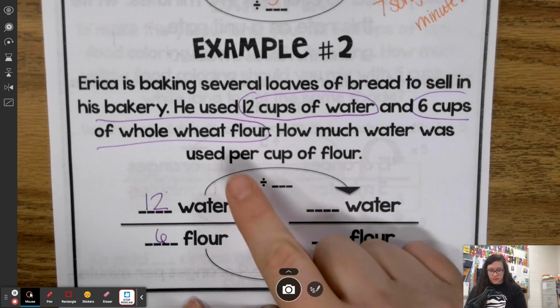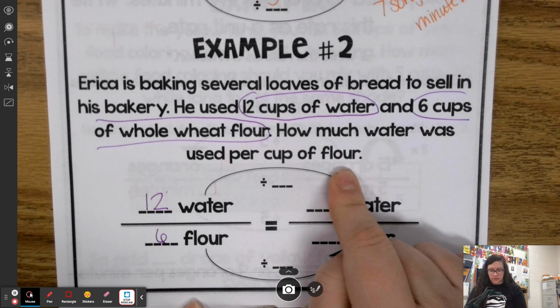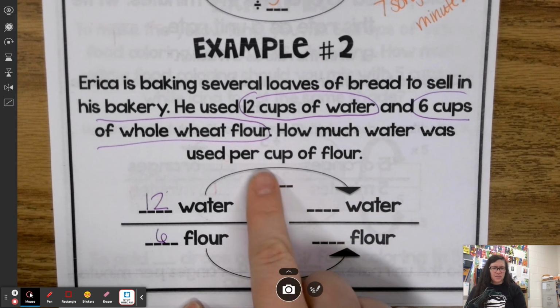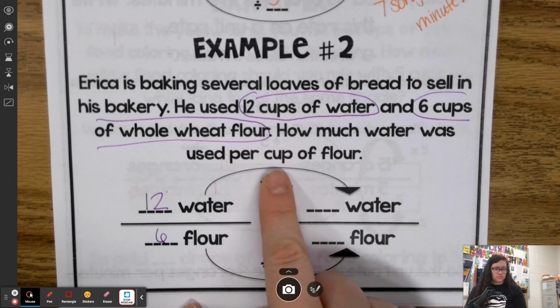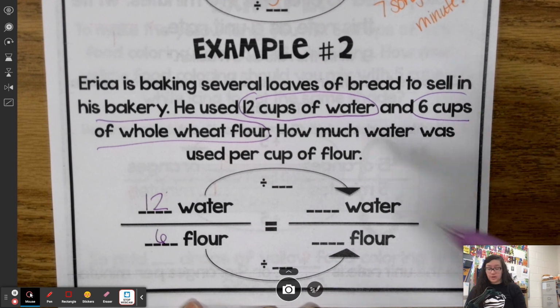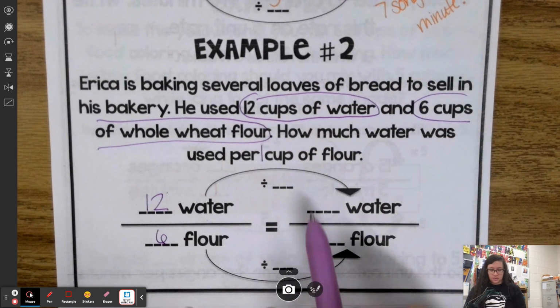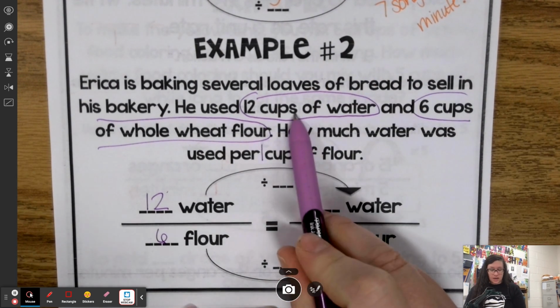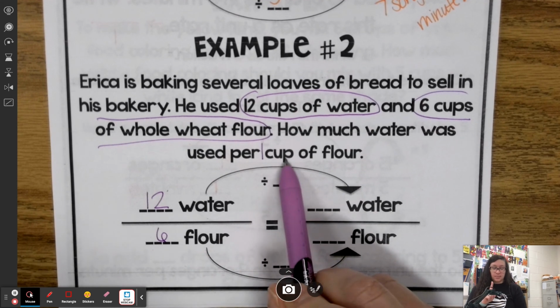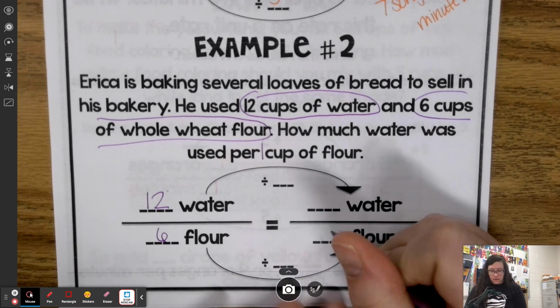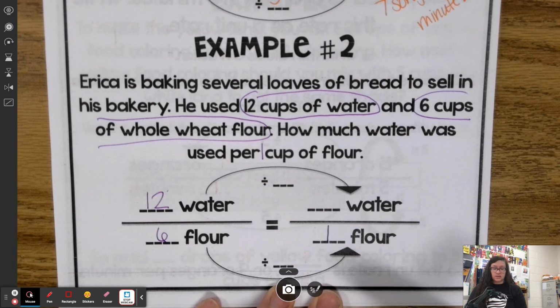How much water was used per cup of flour? How many cups are we trying to figure out? Remember, it's just 1 cup. If it was more than one, it would say cups. 1 cup of flour because it's a unit rate. So I'm trying to find this 1 here in my denominator.